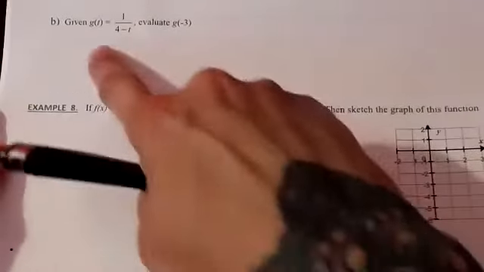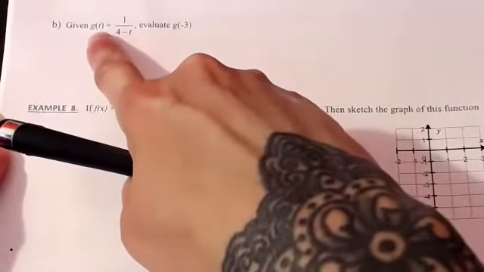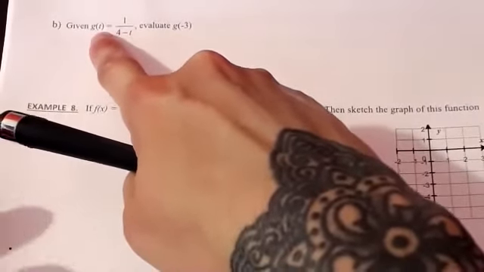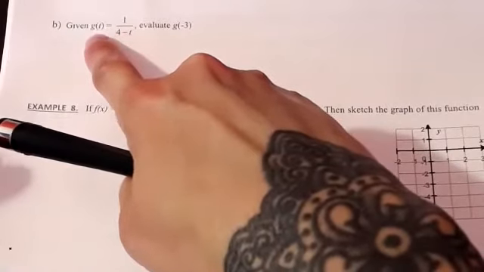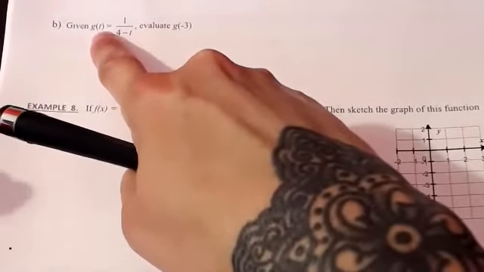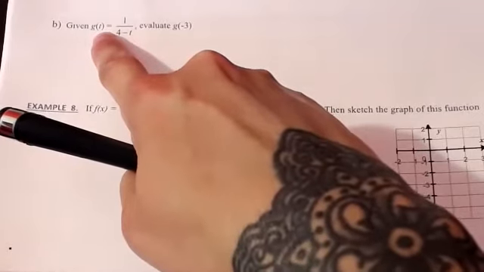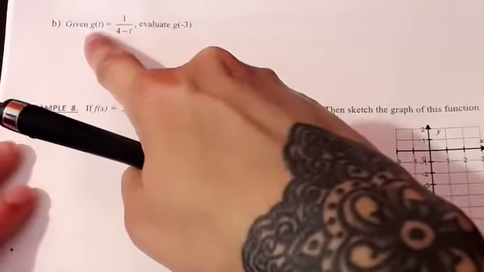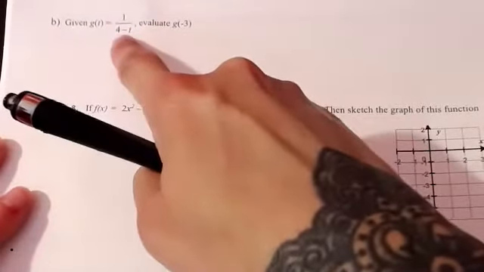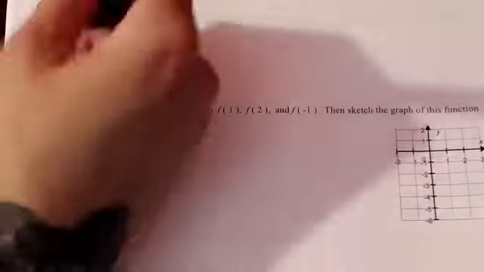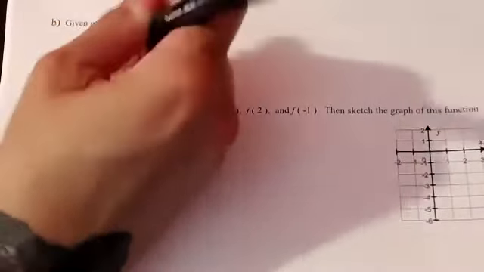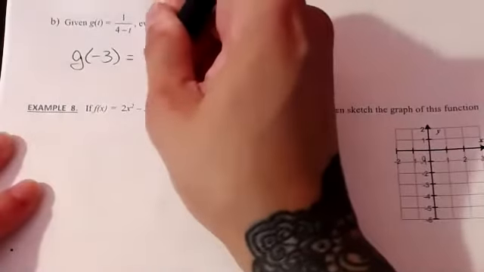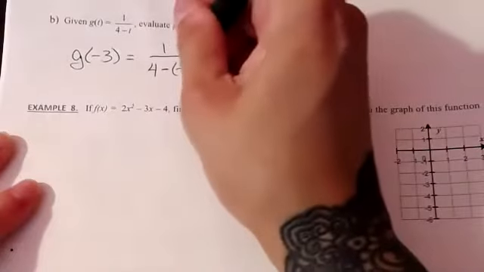Given g of t, do you see how we changed the variables here? It doesn't have to be f of x all the time. This time it's g of t. This is a function with respect to t, meaning t is our input. So we want to find g of -3. We're told that g of t is 1 over 4 minus t. So if I want to evaluate g of -3, all that means is wherever I have a t, I'm going to replace it with a -3.